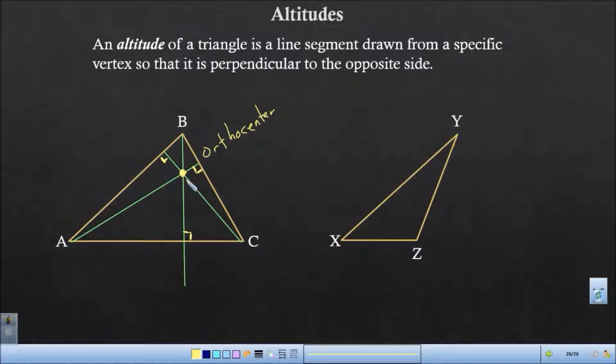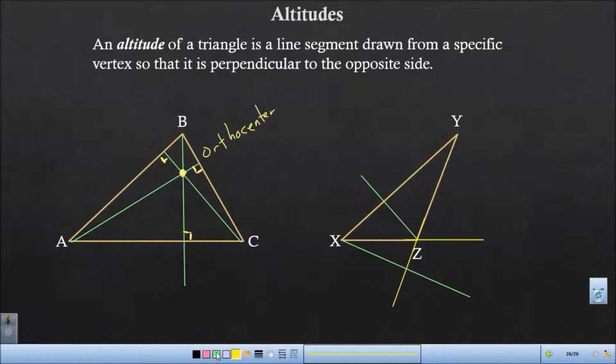Now, the orthocenter doesn't always land inside of a triangle. Sometimes we can draw an altitude, like here from Z. We can draw the altitude perpendicular, but when we try to draw the altitude from X, we cannot get a perpendicular line inside the triangle. That perpendicular line actually exists outside the triangle. So what we end up having to do is we have to extend the sides of the triangle. I'm going to have to extend two sides here.